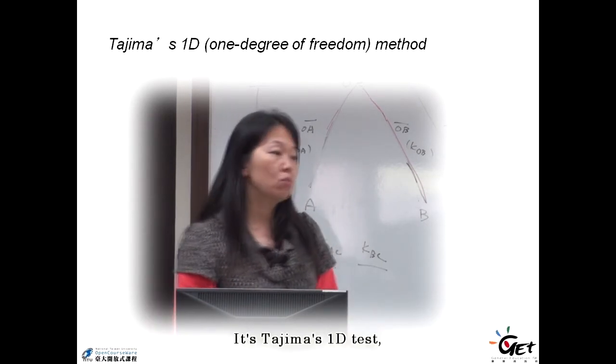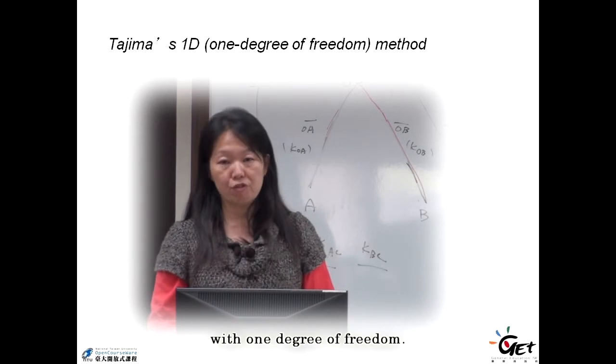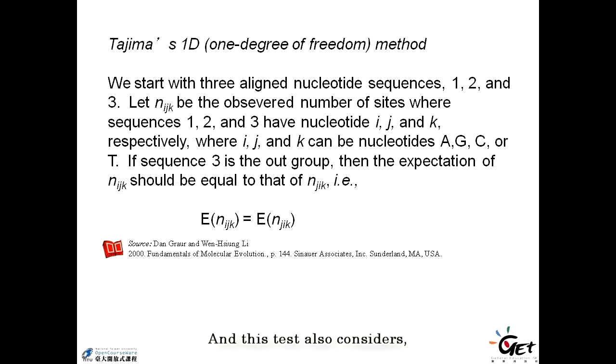It's Tajima's 1D test, with 1 degree of freedom. And this test also considers, although the notation here looks not so friendly, but you don't have to worry about that too much. This is just like from your textbook. But still the same thing, we consider 3 lineages, but we consider 3 lineages with different change differences. So we have all kinds of differences, but I want to show you the next slide.